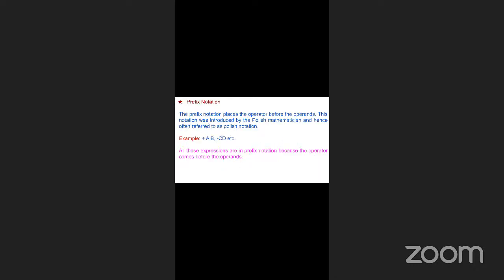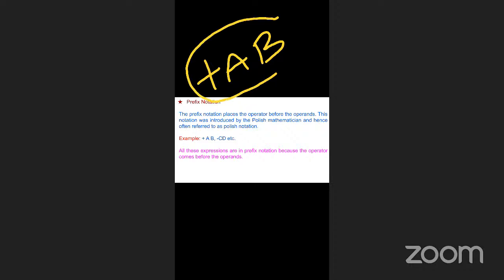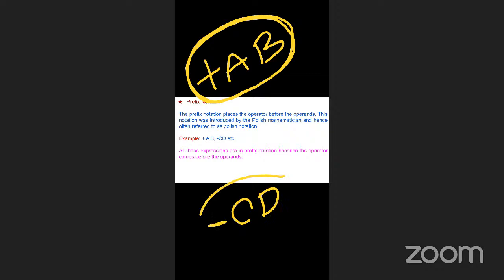Prefix notation. What is that? Prefix notation. Here pre means beginning. Pre means beginning. So in this notation, A is an operand and B is an operand. The operator will be coming in the beginning. So this is nothing but A plus B, the prefix operation. Prefix operation, and minus also is there. So I write them. This is the operand and this is the operand. The operator will be coming first. So this is the prefix operation.